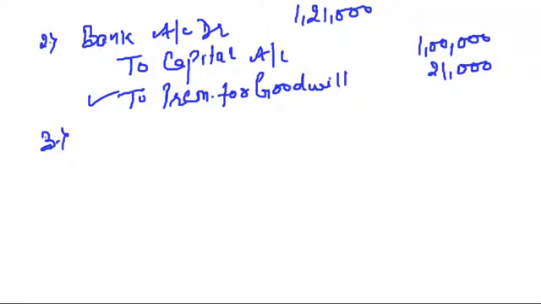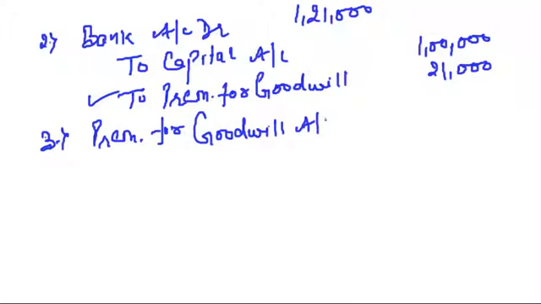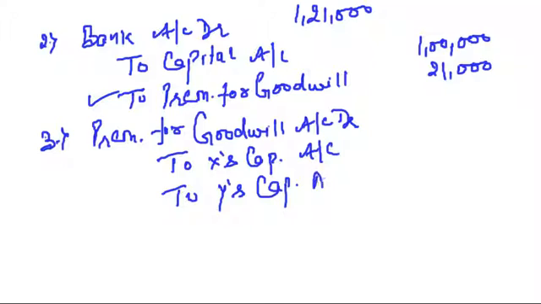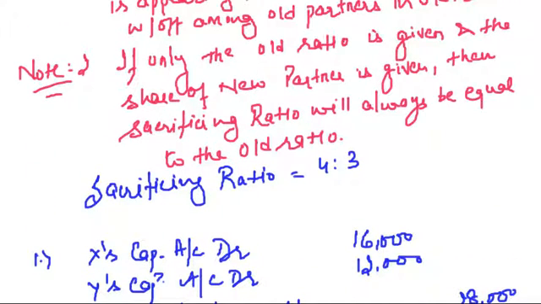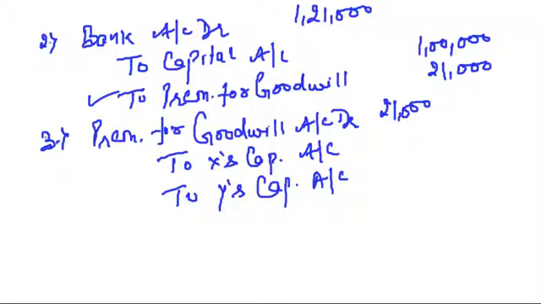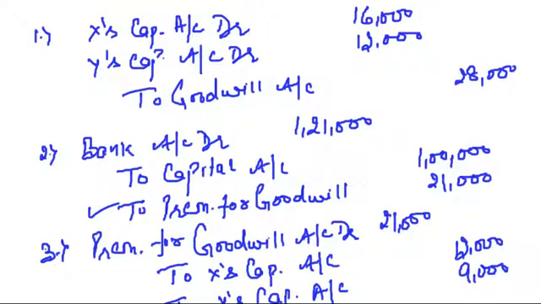We'll pass the third entry. We'll say premium for goodwill account debit and the old partners, that is the sacrificing partners, capital accounts will be credited. In which ratio? In sacrificing ratio. What is the amount of premium? 21,000. What is the sacrificing ratio? I just told you, if the old ratio is given and the share of the new partner is given, then the sacrificing ratio will always be equal to the old ratio. So the sacrificing ratio is 4:3. We will divide this premium in the ratio of 4:3. This comes to 12,000 and 9,000. Clear? So this is the solution to this problem. You can write it down.